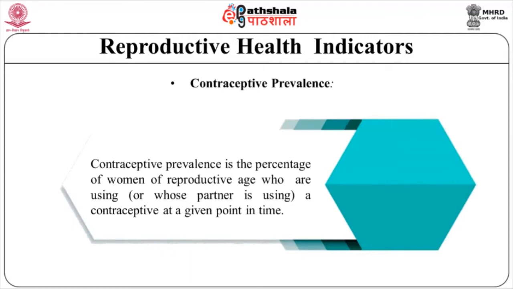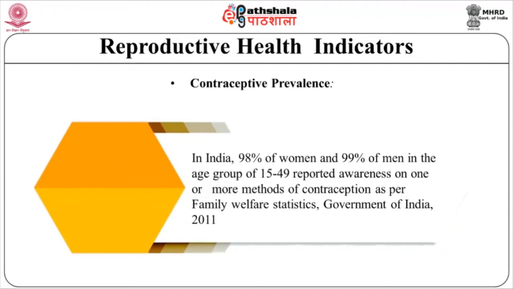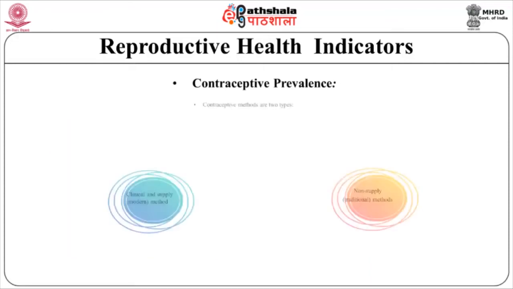Now let's see the contraceptive prevalence. The contraceptive prevalence is the percentage of women of reproductive age who are using, or whose partner is using, a contraceptive at a given point in time. In India, 98% of the women and 99% of the men in the age group of 15 to 49 years reported awareness of one or more methods of contraception, as per Family Welfare Statistics given by the Government of India in 2011.